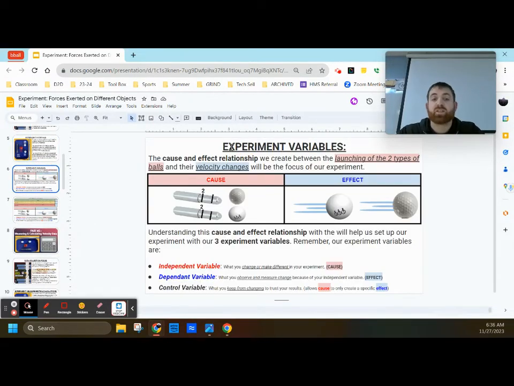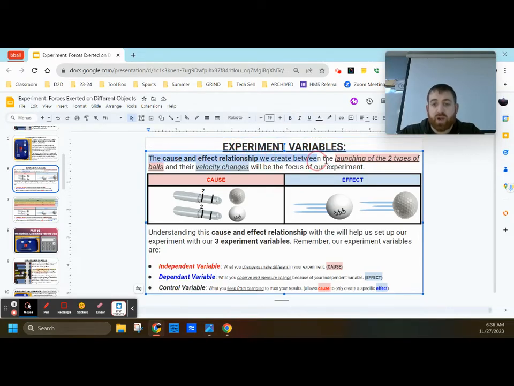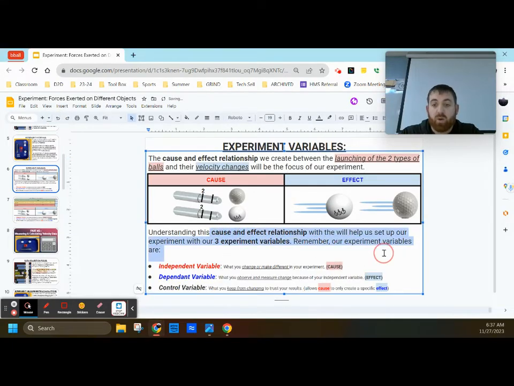Now, let's talk about our variables. The cause and effect relationship that we're creating between the launchers and the two type of balls and their velocity change will be the focus of our experiment. So we're going to use the same strength force on both of them. We're going to cause this change in velocity, and we're going to observe the effect of the two objects. So understanding this cause and effect relationship will help us set up our experiment, and with our 3 variables, it'll help us kind of break down what we're doing in our experiment.